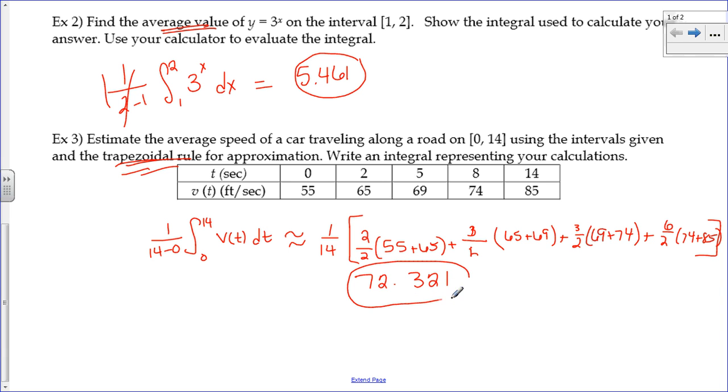So the average speed is 72.321 feet per second. Okay, and you might think, wait, I got 55, 65, 69, and then 74 and 85. 72 doesn't seem right.